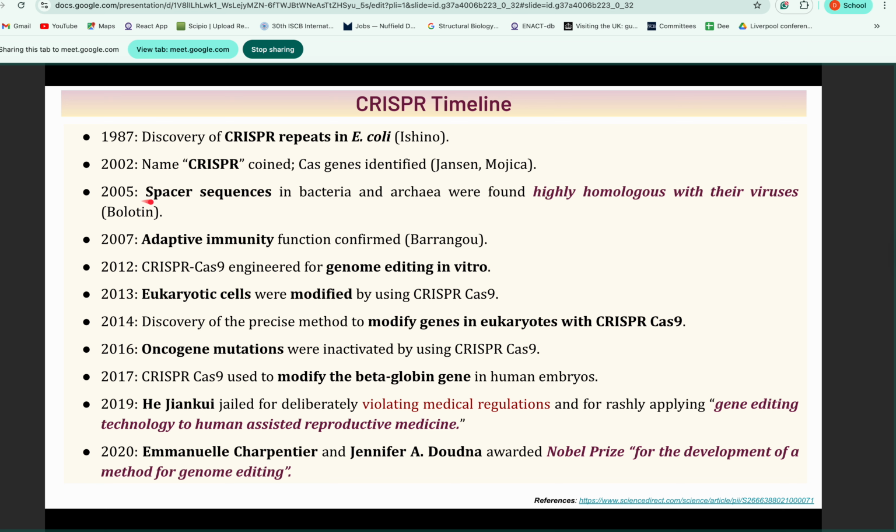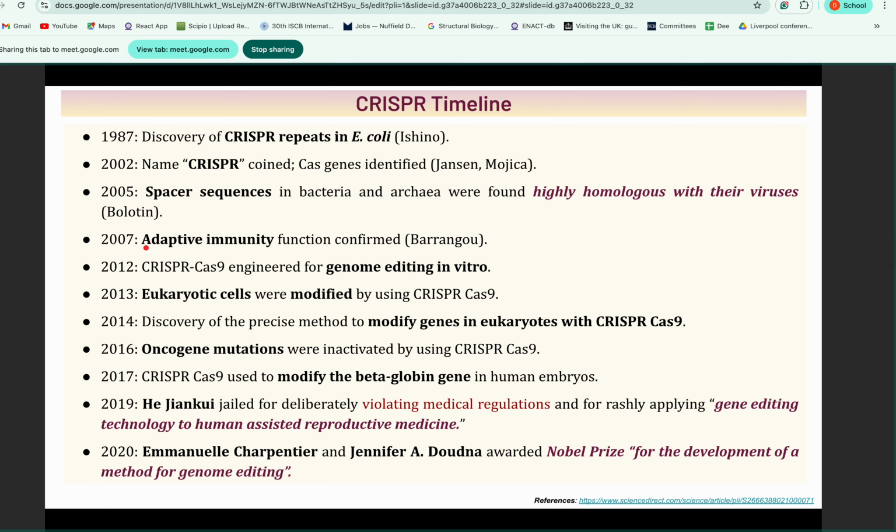Then in 2005, Bolotin was working on the spacer sequences, and he said that these spacer sequences are extrachromosomal and do not belong to bacteria, but come from external sources like viruses. When he checked which sequences these spacer elements belong to, he identified that they are highly homologous with viruses. That means that when a virus infects, these sequences get trapped in between the CRISPR repeats in bacteria.